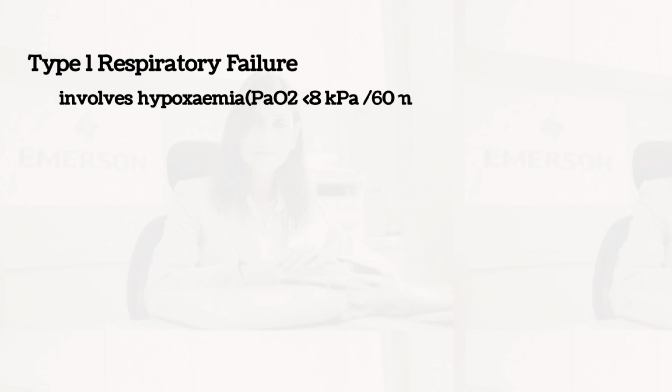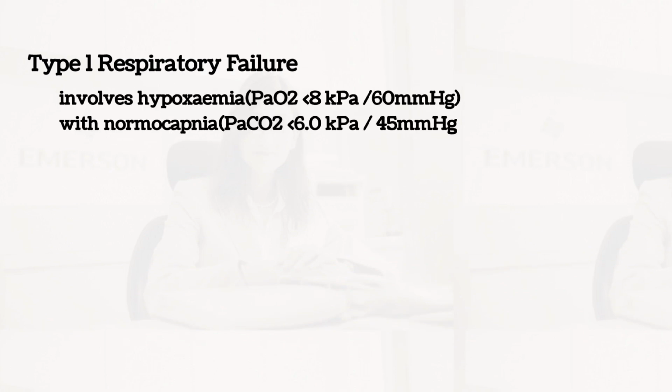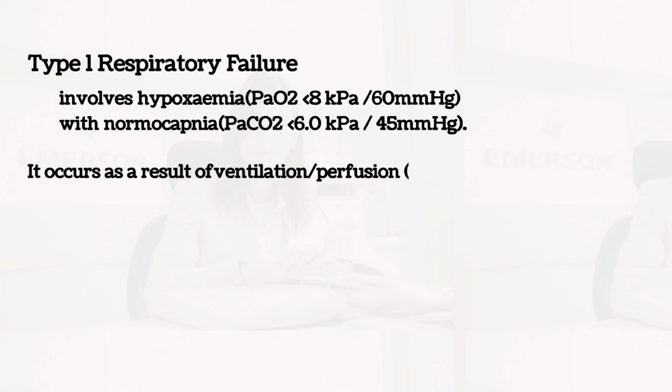Type 1 respiratory failure. Type 1 respiratory failure involves hypoxemia, partial pressure of O2 less than 8 kPa, 60 mm of mercury, with normocapnia, partial pressure of CO2 less than 6.0 kPa, 45 mm of mercury. It occurs as a result of ventilation-perfusion VQ mismatch. The volume of air flowing in and out of the lungs is not matched with the flow of blood to the lung tissue. As a result of the VQ mismatch, partial pressure of O2 falls and partial pressure of CO2 rises.